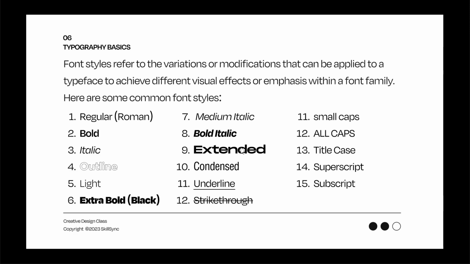It is stretched horizontally, but with the condensed, it's stretched vertically. Now we talk about underline and strike through. With the underline, you're most familiar with it, and then with the strike through, maybe you are creating a pricing, maybe there's a discount, and then we have an old price and a new price. So you strike through the old price and then you put a new price there.